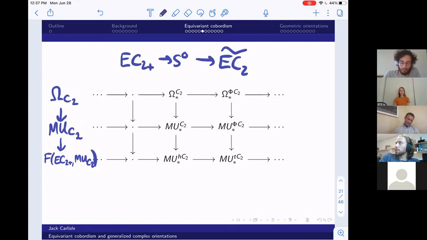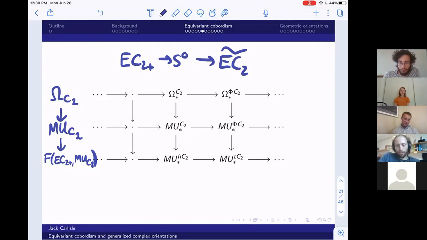And so if I combine the data of this pair of ring spectrum maps written vertically on the left-hand side and this cofiber sequence of C2 spaces that's written along the top center of the slide, I obtain this diagram of rings where each of these rows is a long exact sequence. And it is from this diagram that we'll be able to obtain enough information to calculate an explicit presentation of this cobordism ring of stably almost complex C2 manifolds.